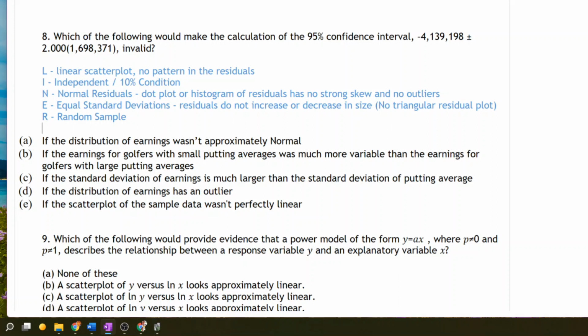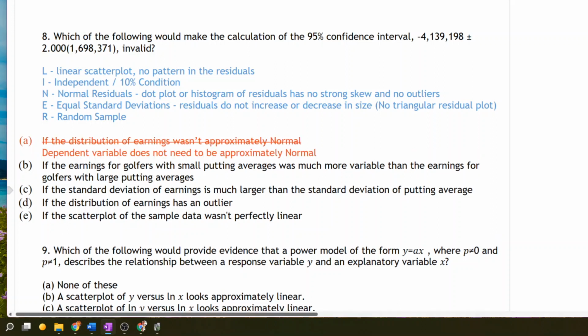Letter A: if the distribution of earnings wasn't approximately normal, then the interval would be invalid, or the conditions would be violated. And earnings, if we remember that correctly, were the dependent variable. And there's nothing here that says that the dependent variable needs to be approximately normal. The residuals need to be approximately normal, or not distinctly non-normal, but nothing about the dependent variable being normal.